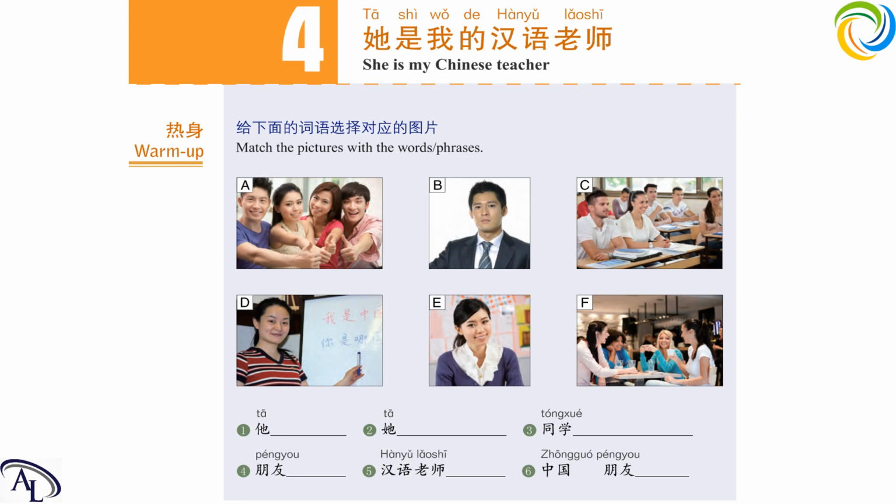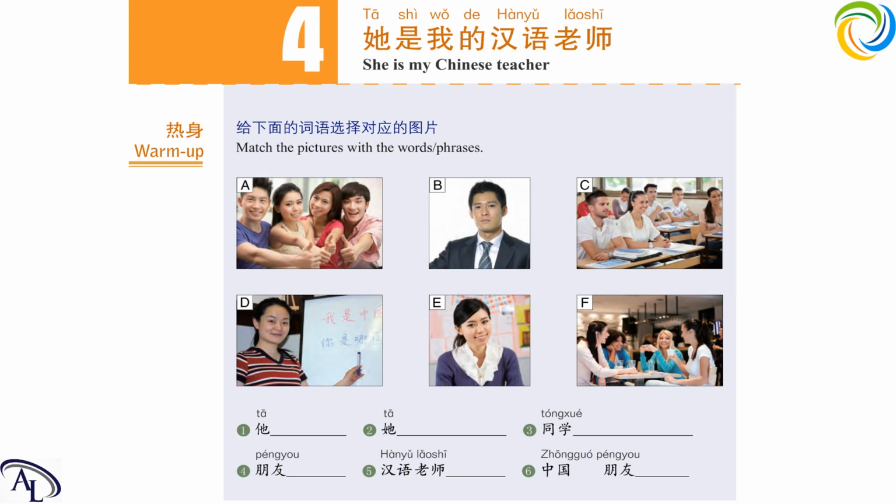Next one, she, 她, she, her. Which one? I think there are 2 answers, which is D and E. They're all females. Next, 同学, classmates. It is C. We can see they're in a classroom. Next one, 朋友, which means friends. So A and F, they all can be friends. The atmosphere is really friendly here.